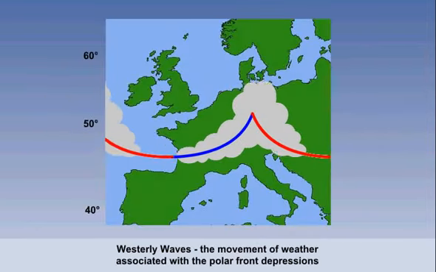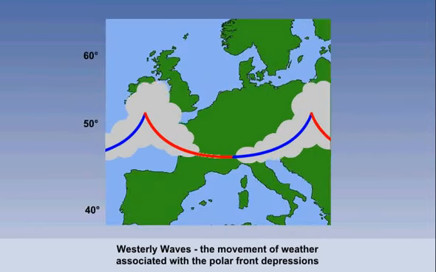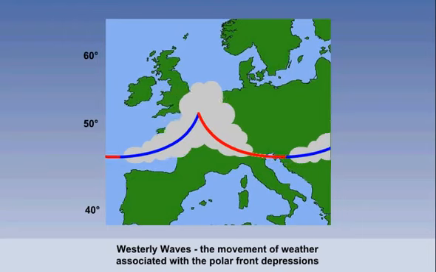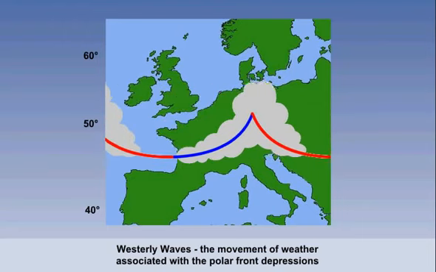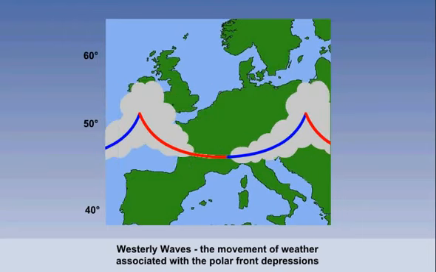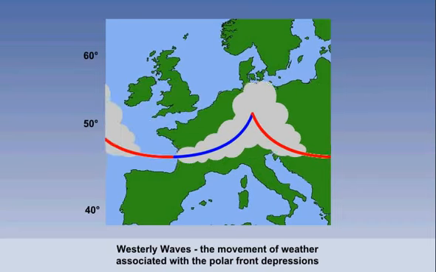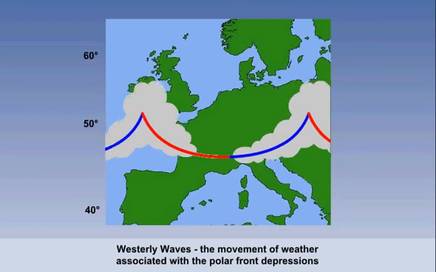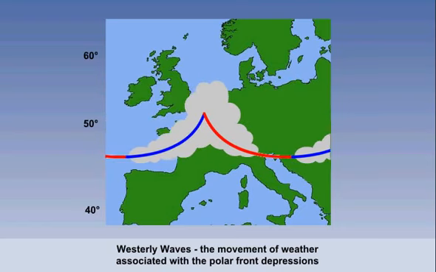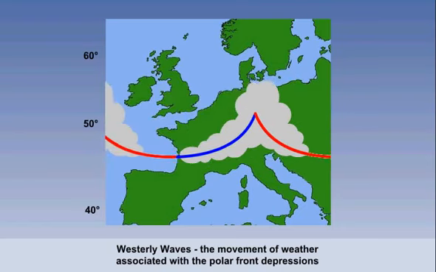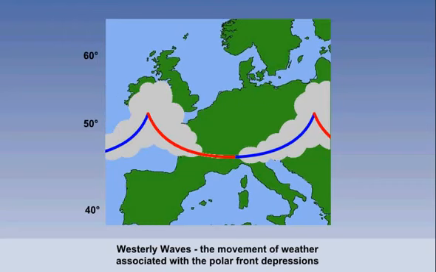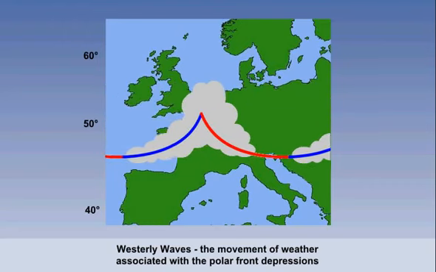There is another type of weather wave that can be found. These are known as westerly waves, and are typically the waves of weather associated with the passage of the warm and cold fronts of polar front depressions. If you remember, these move across the Earth from west to east, between the latitudes of approximately 40 to 60 degrees.